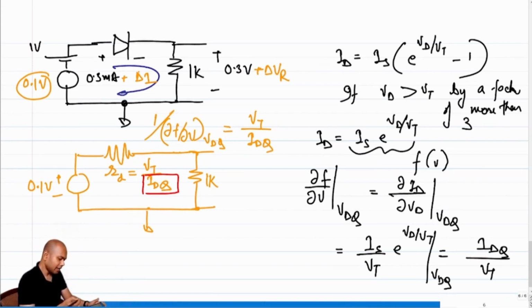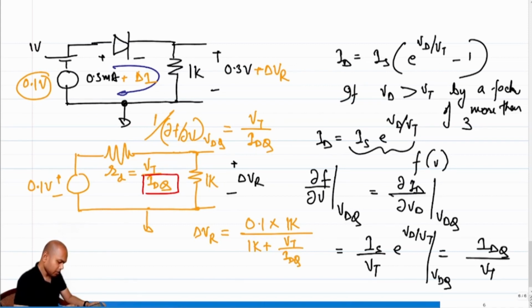So now what are we after? We are after delta VR, and what will be delta VR? So this will be our delta VR. So what is delta VR? So let me be consistent and use the same orange color. So delta VR will be 0.1 times 1K divided by 1K plus VT over IDQ, or simply I can as well evaluate the value of VT over IDQ and replace, right? So what is VT over IDQ?